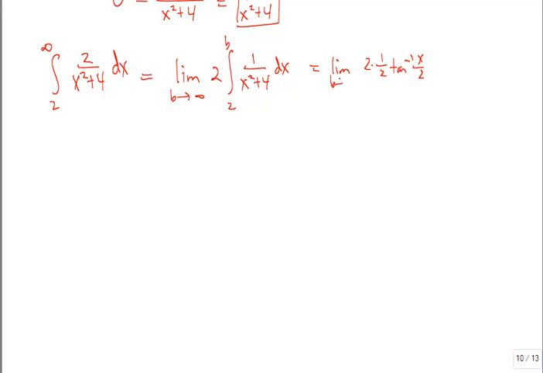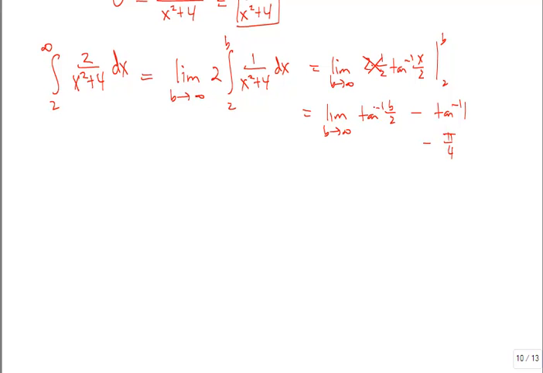And then we have our limit, and we have our bounds. So the 2's cancel. If I plug in our b here, we're going to get inverse tangent of b over 2. And if I plug in my 2, I'm going to get the inverse tangent of 2 over 2, or the inverse tangent of 1. Think about that one for a moment. What angle, when you take the tangent of it, gives you 1? Well, that's pi over 4, since sine of pi over 4 equals cosine of pi over 4, so when you divide them, you'll get 1.